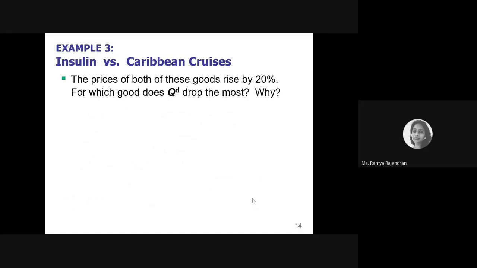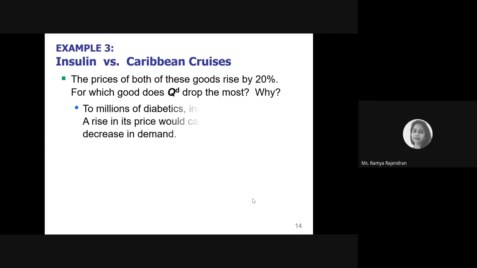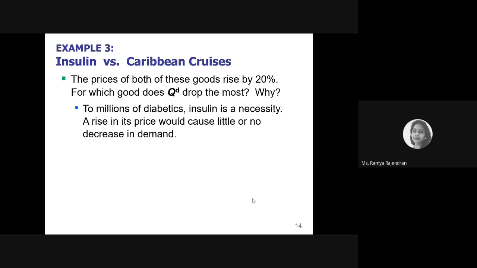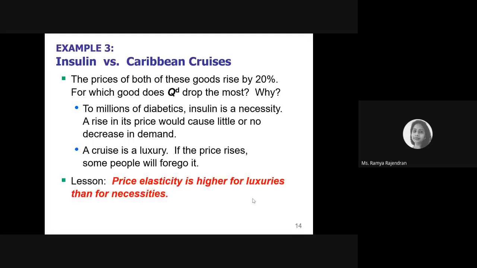Next one is insulin and cruises. That's what I've told already, right? So if the price of these goods increases by 20%, what happens? People with diabetes will definitely go for insulin, even if the price is high, unless you don't have enough money to even buy insulin. I'm not talking about the very few negligible cases. In general, the insulin price will never affect the demand, whereas for cruises, it will definitely affect it. So the lesson learned is that price elasticity is higher for luxuries than for necessities.